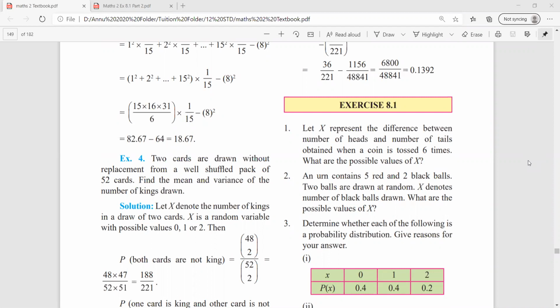So as you all know, yesterday we had started with the introduction part of Maths 2 syllabus, that is probability distributions. So today we'll be starting with exercise 8.1. So pay attention, class, to the following sums.